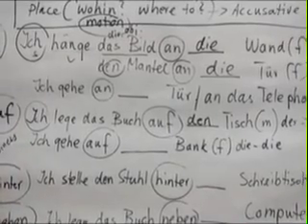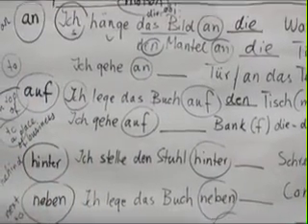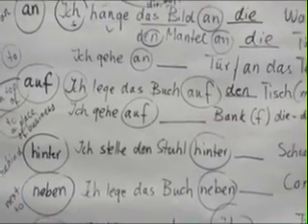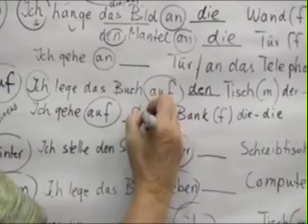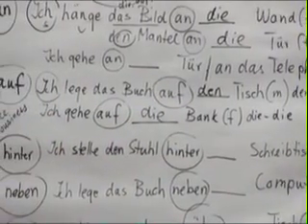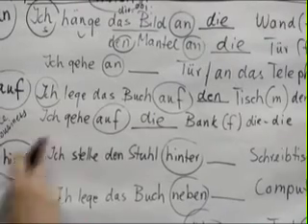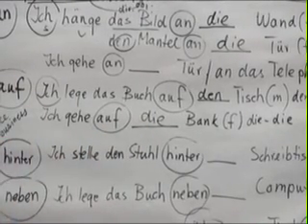Auf is also used in a very special way. When you're talking of going to a place of business, for example, you would say, ich gehe auf die Bank. Here it doesn't mean you're going on top of the bank, it just means you're going to the bank. So it's a special usage, auf die Bank. I'll come back to that a little later.